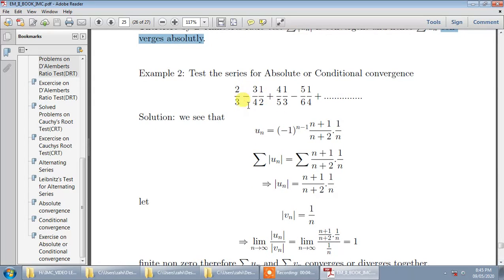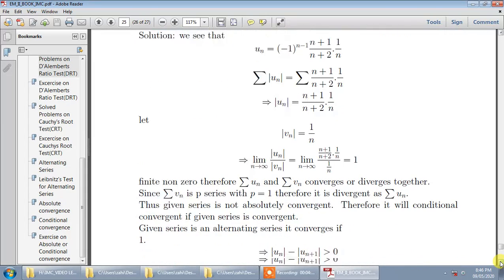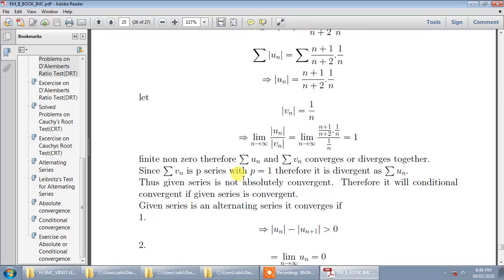Okay, the second example is 2 by 3, minus 3 by 4, 1 by 2, 4 by 5, 1 by 3, minus 5 by 6, 1 by 4, and so on. So this can be written like this. Sorry, I am not using D'Alembert's ratio test here, I am using the comparison test. So you will observe that summation un and summation vn converge or diverge together, because L is here 1, which is finite and not equal to 0. And here you will find that summation vn is 1 upon n to the power 1, which is a p series with p equal to 1, therefore it is divergent.